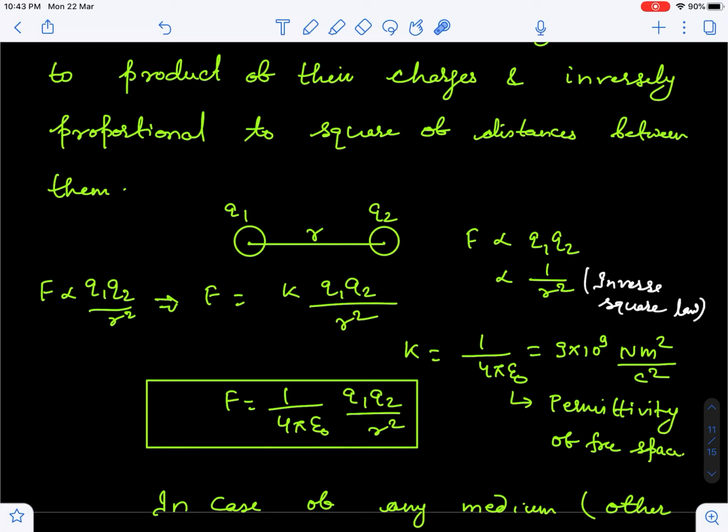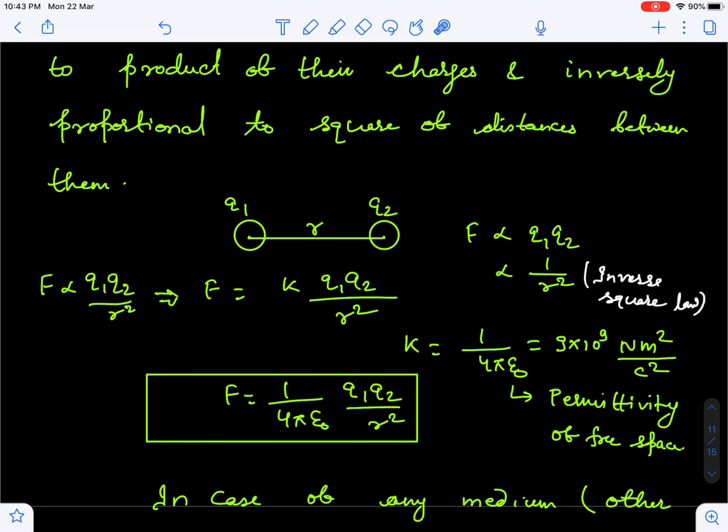But when you read the topic capacitor, you have to calculate the epsilon naught value, which is 8.85 into 10 raised to the power minus 12, which you can calculate from here also. So you should also remember the epsilon naught value, because in the capacitor topic you write A epsilon naught by D. So you directly require this value, and you can calculate it from here only. So F is equal to 1 by 4 pi epsilon naught Q1 Q2 divided by R square.